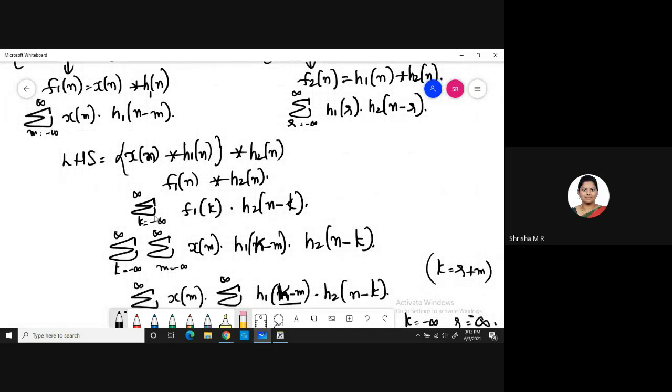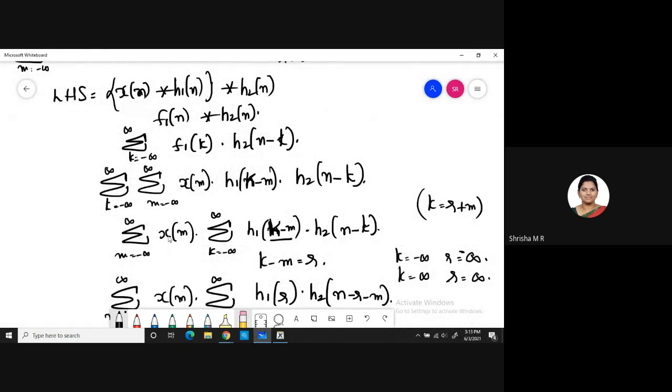Okay, and we know what is f1 of k. f1 of k is f1 of n only, just replace n with k. So in this equation f1 of k is this. Just replace n with k and write the same. Summation k equals minus infinity to infinity, f1 of k is nothing but the f1 of n equation where we replace n with k. That's it. Summation m equals minus infinity to infinity x of m into h1 of k minus m. Here you had n minus m, we are replacing n with k. So we have h1 of k minus m into h2 of n minus k. This is as it is, you put it.